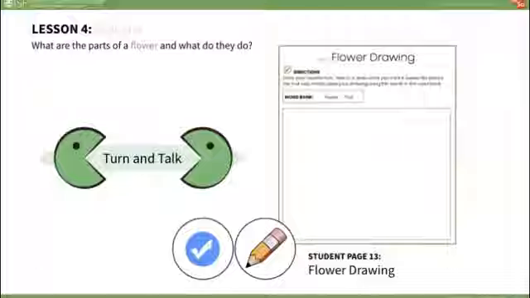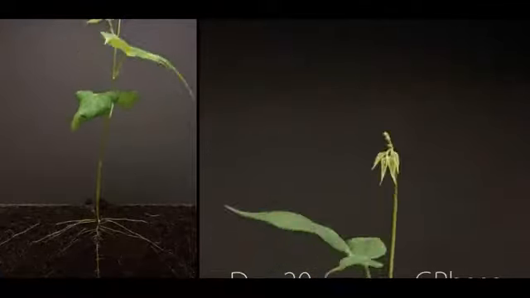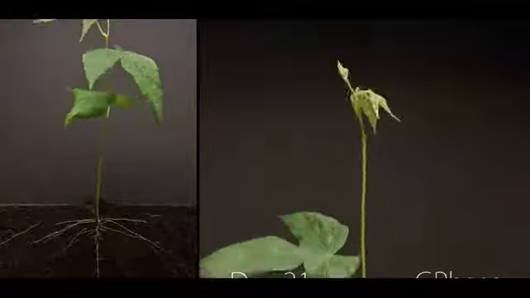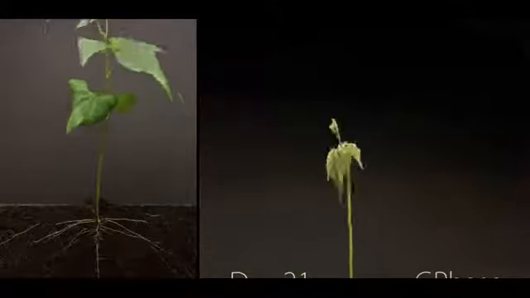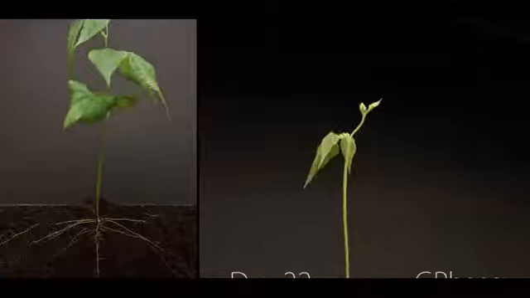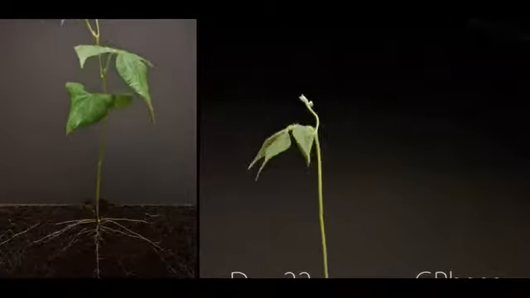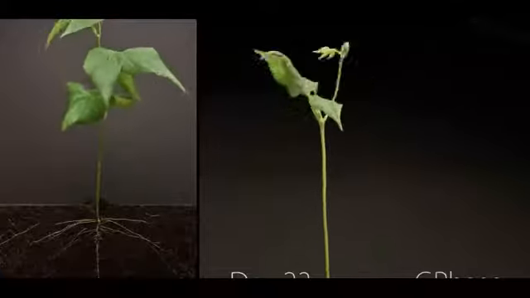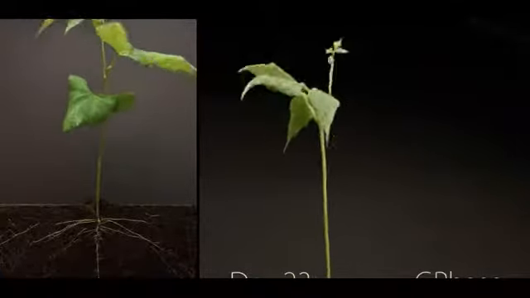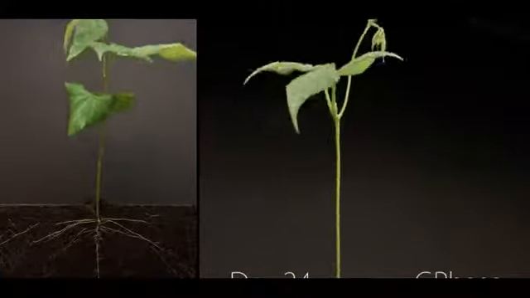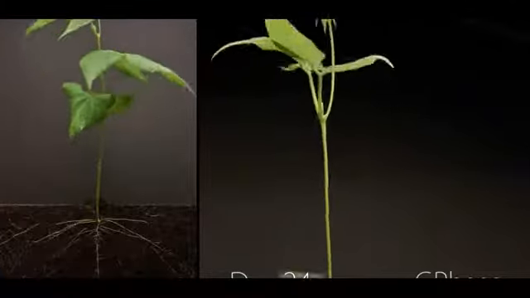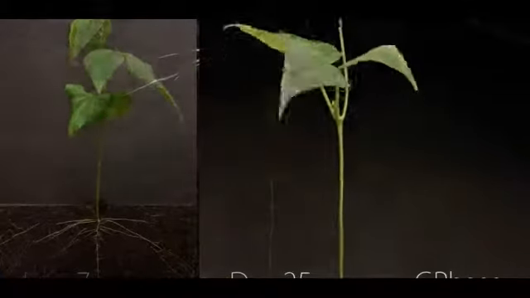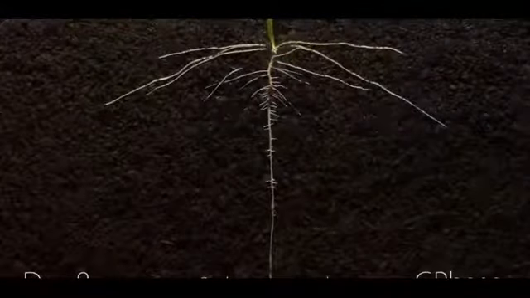Revisit the bean plant video from Lesson 1. Ask students, what new information have we figured out that could help us think about this bean plant? What new questions do we have? Chart student responses. They should realize now that the bean plant will eventually form a flower. This flower will turn into a fruit. We didn't see the flower and fruit in the video because the plant wasn't old enough yet.